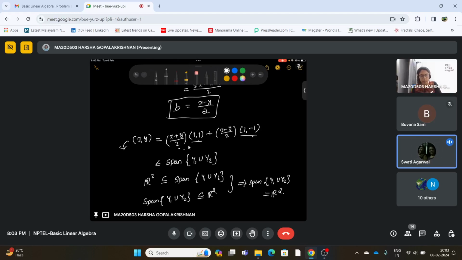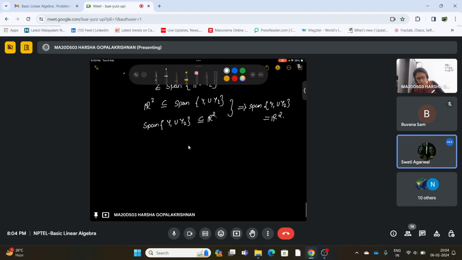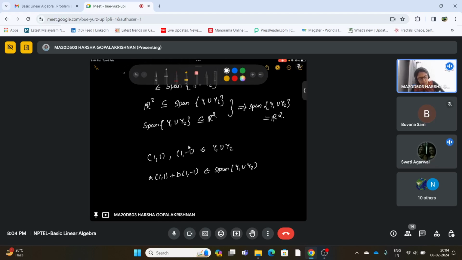Okay. See, I am taking an element (x, y) in R2. I can write it as a linear combination of (1, 1) and (1, -1). And this (1, 1) and (1, -1) belong to y1 union y2. So if I am taking any linear combination a(1, 1) plus b(1, -1), it should belong to the span of y1 union y2, right? What is the span of y1 union y2?